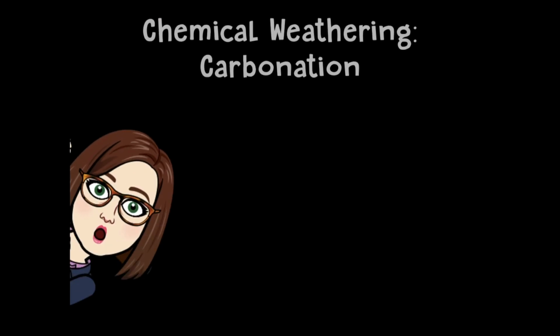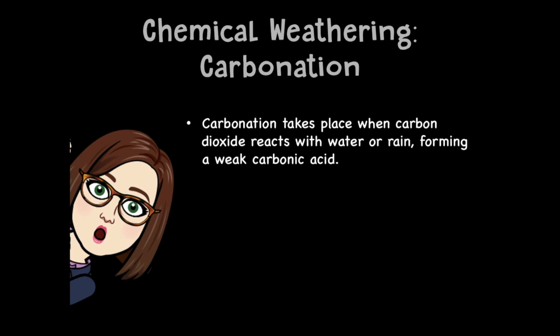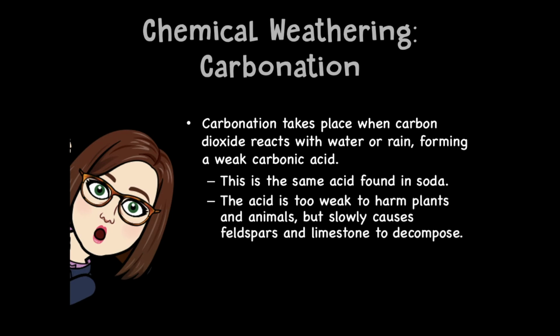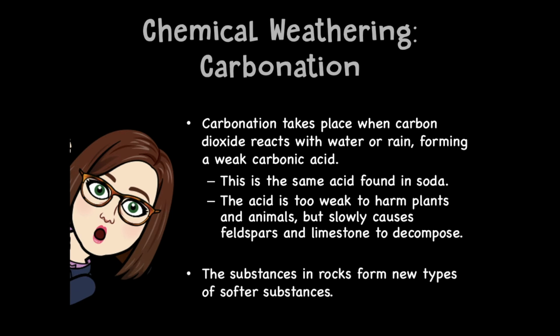Another example of chemical weathering is carbonation. Carbonation takes place when carbon dioxide reacts with water or rain, forming a weak carbonic acid. This is the same acid found in soda. The acid is too weak to harm plants and animals, but slowly causes feldspars and limestone to decompose. The substances in rocks form new types of softer substances. Here's an example of carbonation.